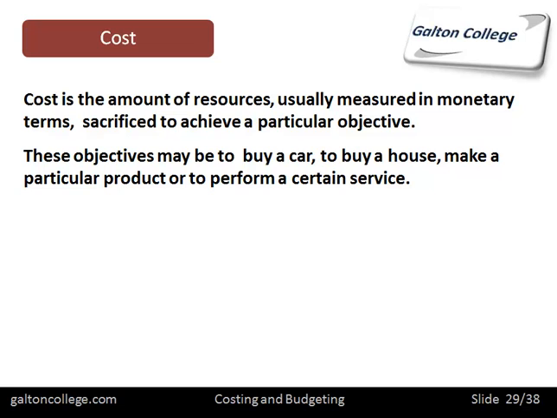These objectives may be to, let's say, buy a car, to buy a house, or to make a particular product, or to perform a certain service. So sometimes if the resources are gone in to make a product, and the product perhaps is not doing too well in the market, it might have been better to buy a company car or buy a house and use that for investment purposes, or do something else with the cash. Don't put it into the product because the product is not going to generate sufficient return.